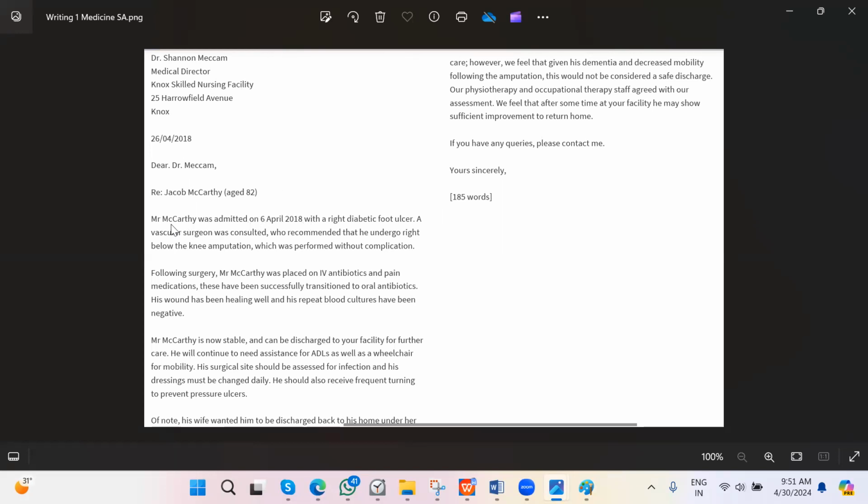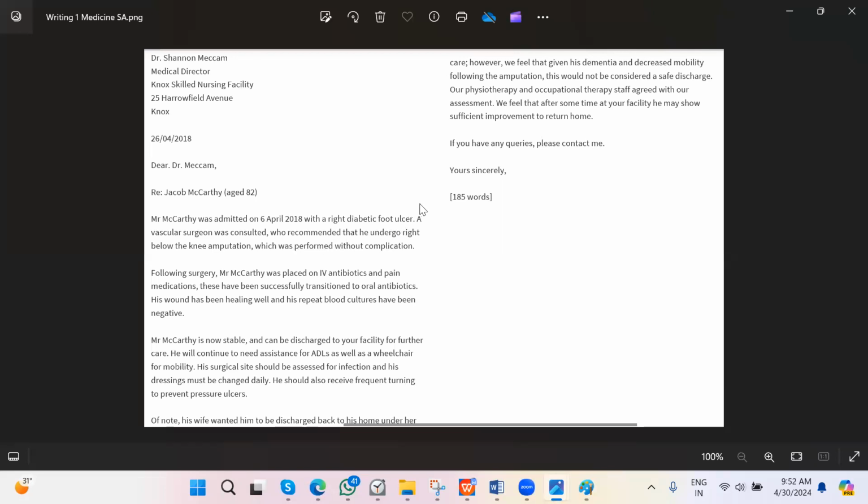And even the purpose, the one here is Mr. McCarthy was admitted on 6th April. These dates will be given to you, the admission date, with a right diabetic foot ulcer, the condition he presented with. A vascular surgeon was consulted, who recommended that he undergo right below knee amputation, which was performed without complications. So this has already been carried out. So the purpose is already clear, right? If not, then you simply say, in the discharge letter, that Mr. McCarthy is doing well now, and he is ready for discharge under your care in your clinic. So it could be a one sentence answer, purpose.